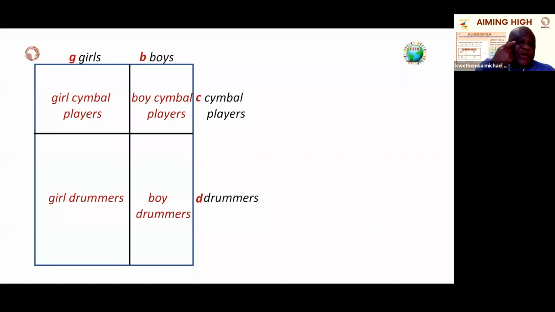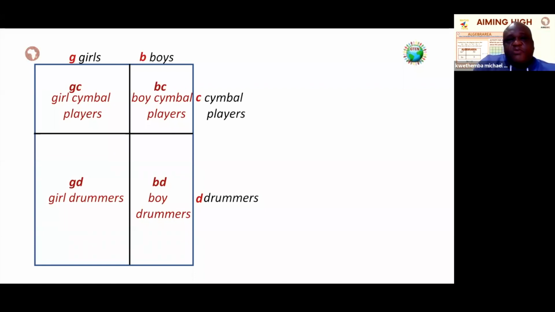You can see we can actually introduce variables here instead of us using numbers. For girls, we decided let's use letter G, and for boys, let's use letter B. And cymbal players will make use of letter C, and for drummers, we make use of letter D. How do you find the area of this big shape? Building on from the smaller subdivisions of the whole shape.